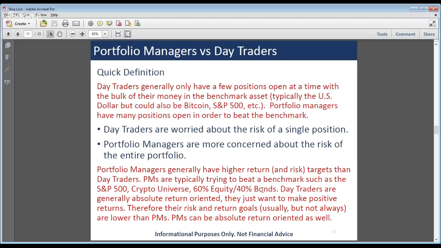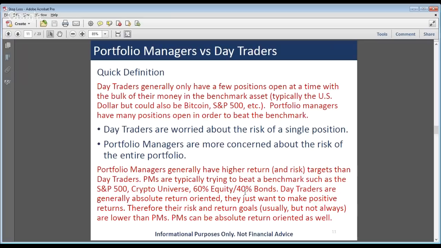So what about portfolio managers versus day traders? The vast majority of you probably consider yourself a day trader. If somebody actually called me day trader, I might get a little offended, to be honest with you. But what's the quick definition? Now, this is very, very high level. We can get a lot deeper than this. But day traders generally only have a few positions open at a time, with the bulk of their money in the benchmark asset. That's usually, say, the US dollar, but it could be Bitcoin or the S&P 500.